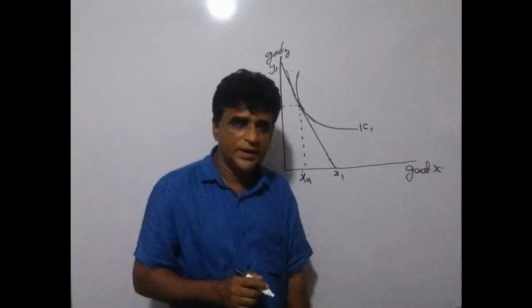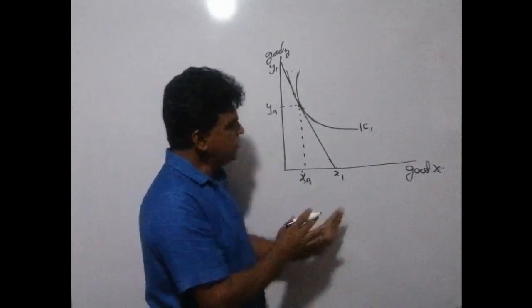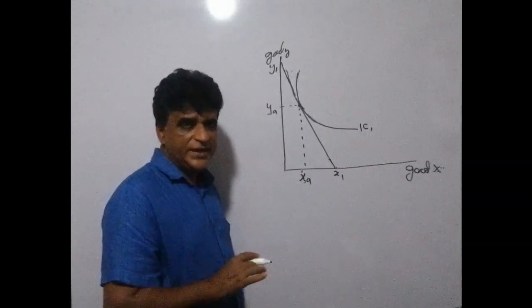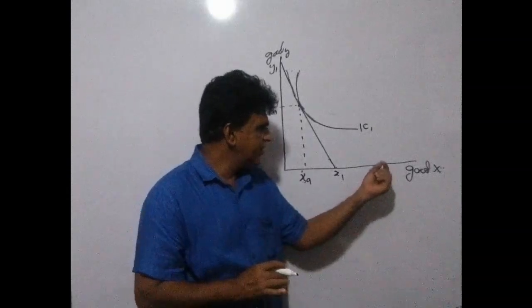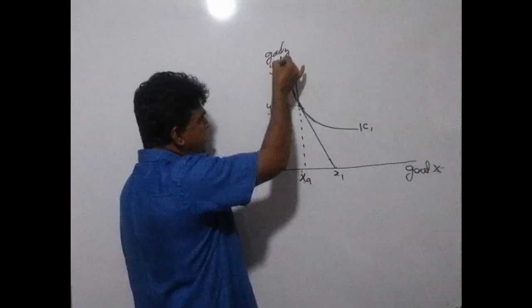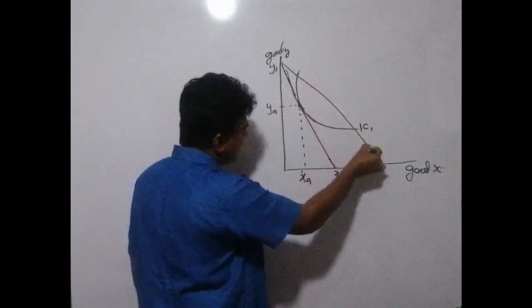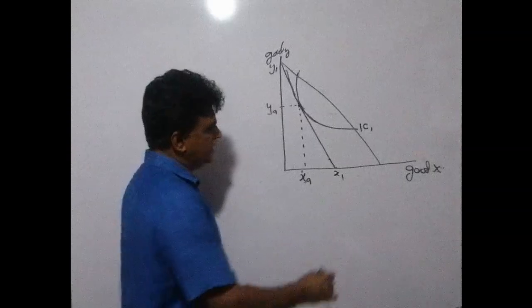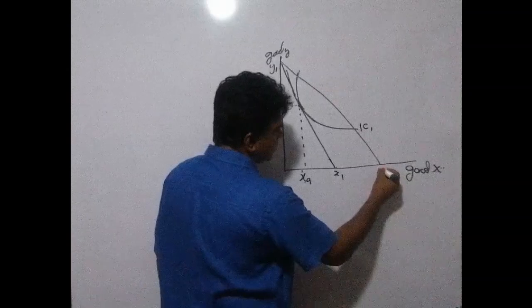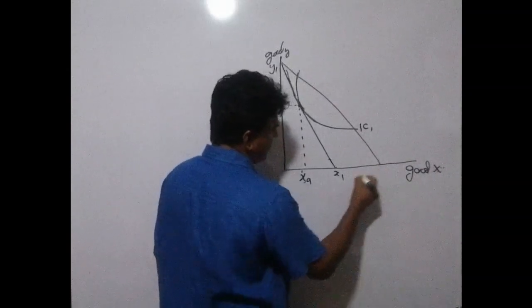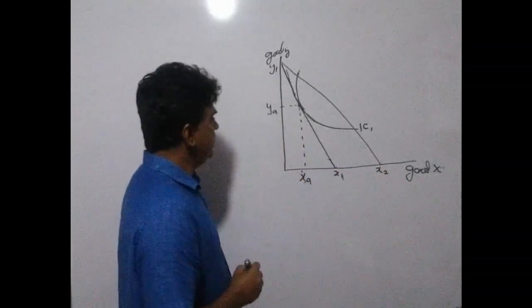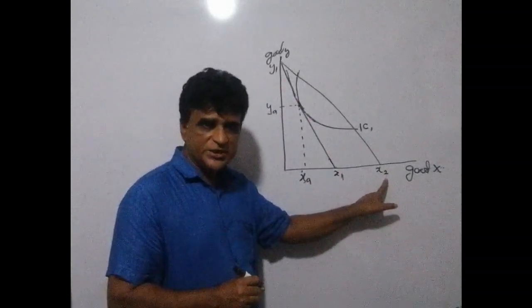Now think, the price of good X has decreased. When the price decreases, what is happening? The budget line is moving anti-clockwise, that means it is rotating rightward. I'm going to say that x2. So y1 x2 is the new budget line.